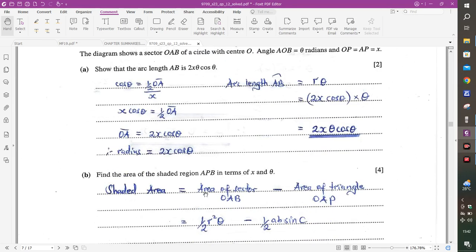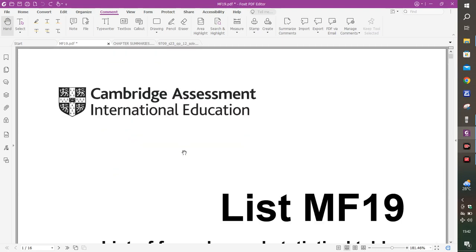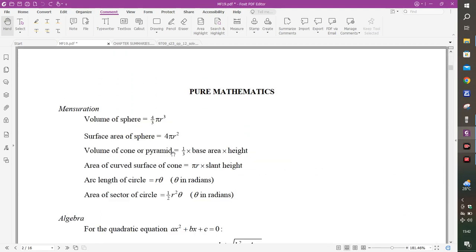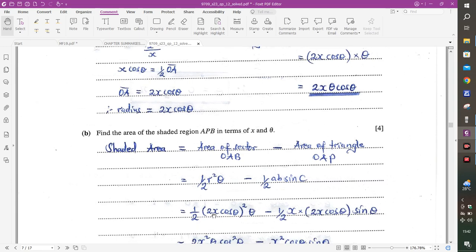So area of sector OAB, area of sector is a half r squared theta. You can always check in the list of formulae. It's MF19, which they give you in the exams. That means, of course, theta has to be in radians. So our r, remember, is this one here, 2x cos theta. So we shall say a half, then 2x cos theta, then we square it, then times theta.